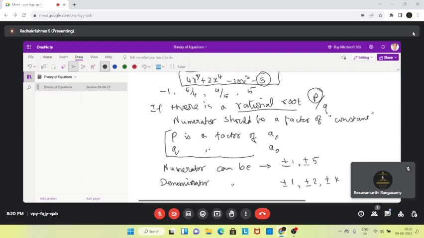Okay, sir. So the thing is, you don't have to remember a0, a1 and all. The last constant is the numerator, and the first is the denominator. So that way, you remember like that. Okay.